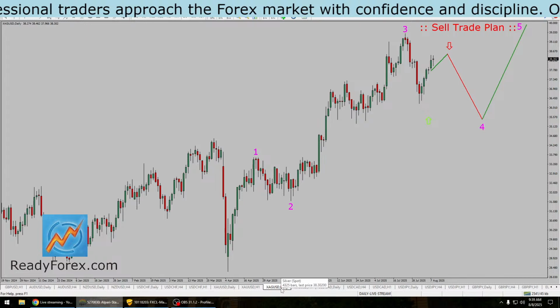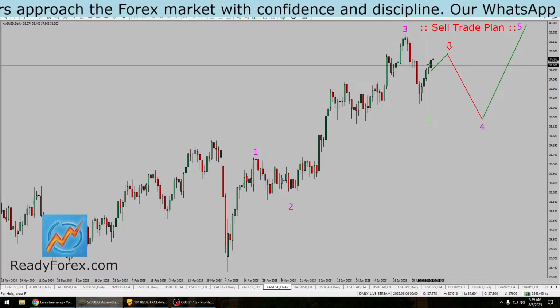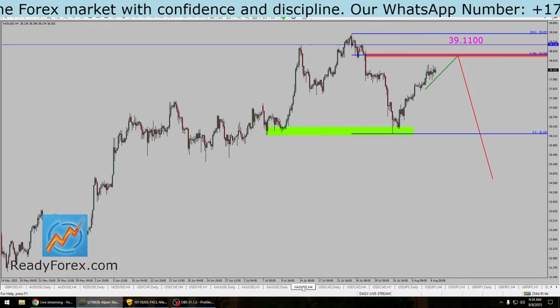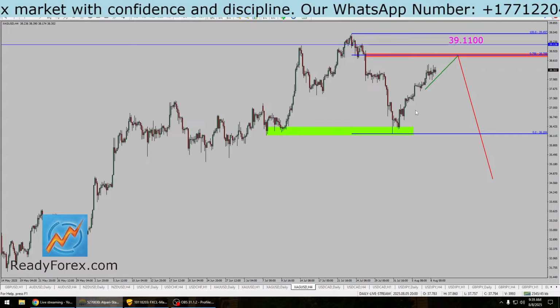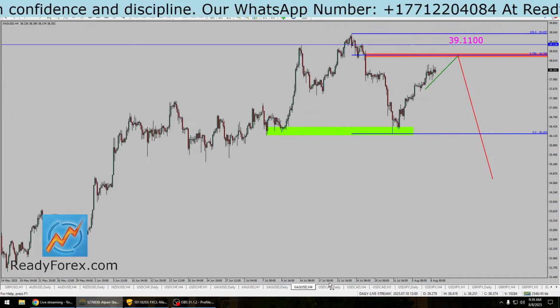Next one is the XAG USD pair. The trend is up, and I expect more upside in XAG USD pair. Next one is the 4-hour time. Same story. I expect more upside in spot silver.